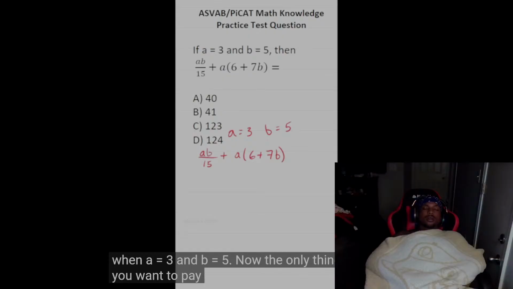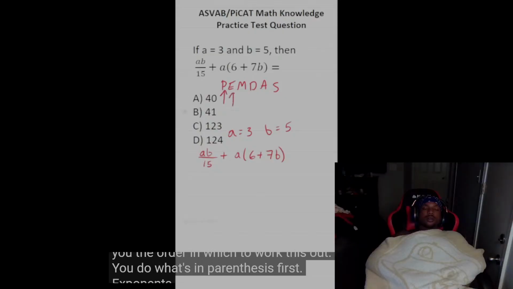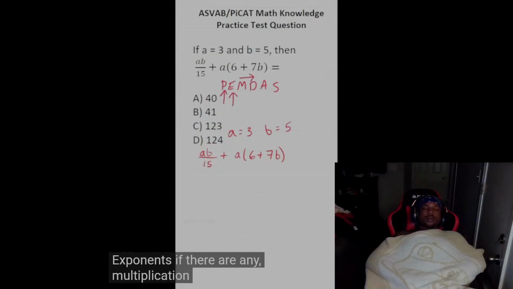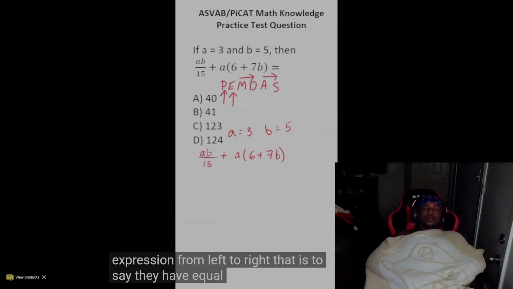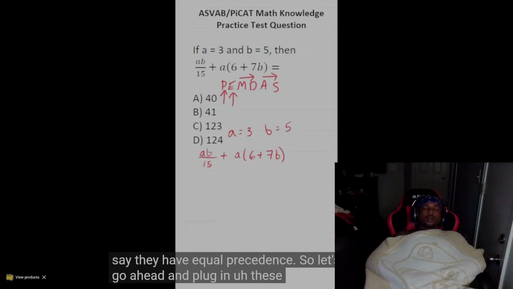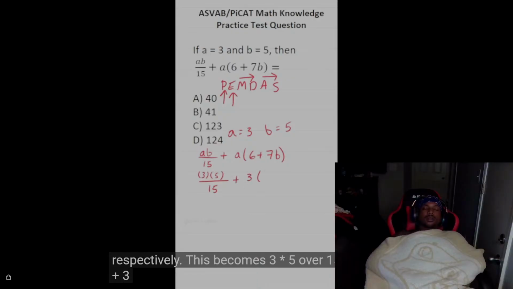Now, the only thing you want to pay close attention to is the order of operations, that is PEMDAS. Remember, the order of operations tells you the order in which to work this out. You do what's in parentheses first, exponents if there are any, multiplication and division as they appear from left to right in the expression, that is to say they have equal precedence, and addition and subtraction as they appear in the expression from left to right, that is to say they have equal precedence. So let's go ahead and plug in these values respectively. This becomes 3 times 5 over 15 plus 3 times (6 plus 7 times 5).